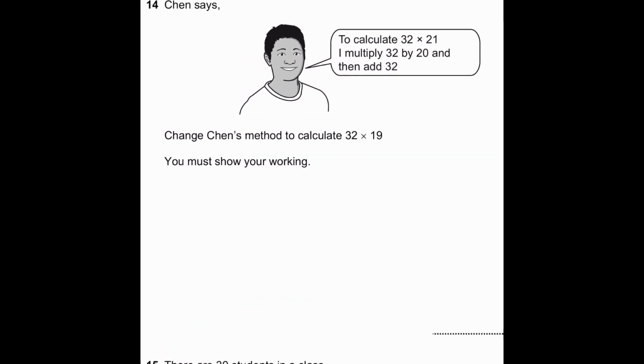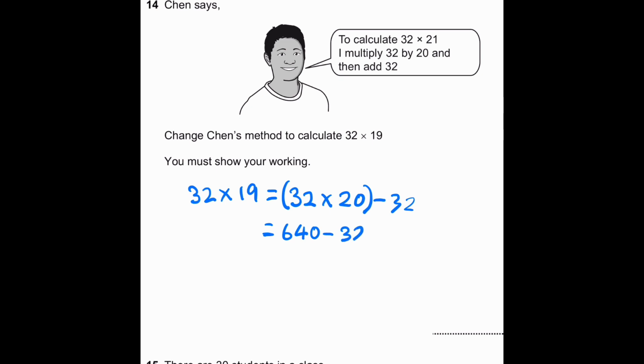Question 14. Chen says to calculate 32 times 21, I multiply 32 by 20 and then add 32. Change Chen's method to calculate 32 times 19. You must show your working. 32 times 19 is equal to 32 times 20 minus 32, which is equal to 640 minus 32, which is equal to 608.